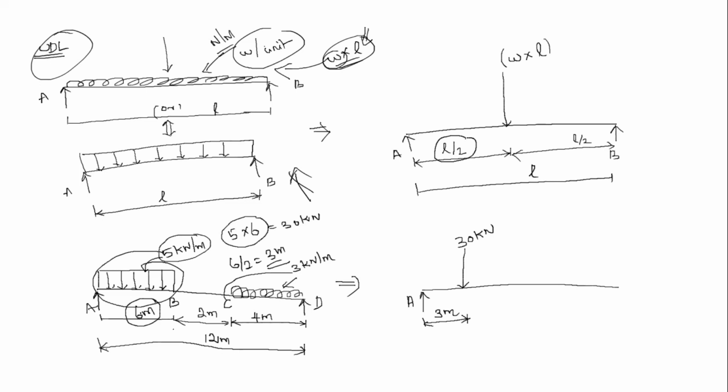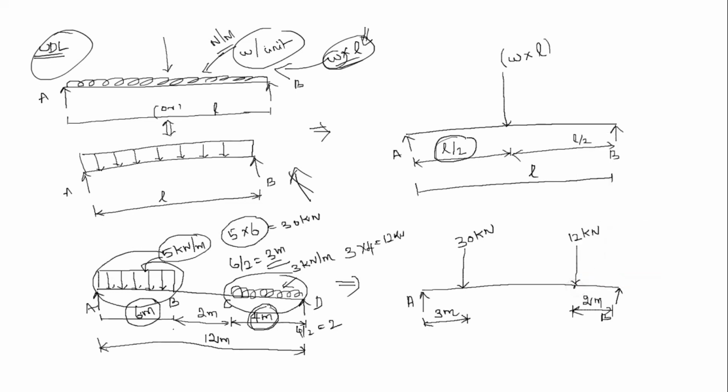Now one more UDL is there from D, right? So what is the value? 3 kilonewton per meter is distributed along the length 4 meter. So 3 into 4 is equal to 12 kilonewton, right? So 12 kilonewton, this is point B. So 12 kilonewton is acting somewhere, right? This is 12 kilonewton, and the length is 4 meter. So what is the formula? L by 2, length divided by 2. So 4 divided by 2 is equal to 2. So from B, 2 meter, from B 2 meter, and mark the point.